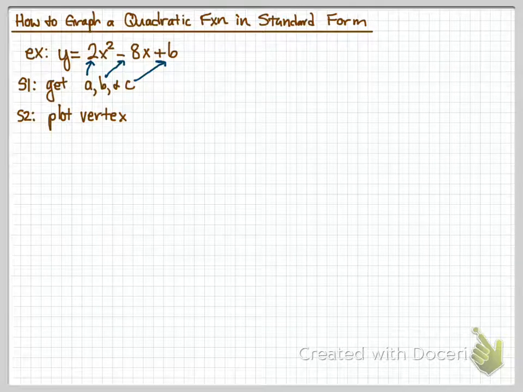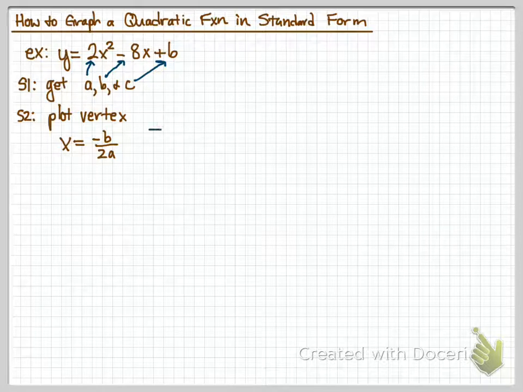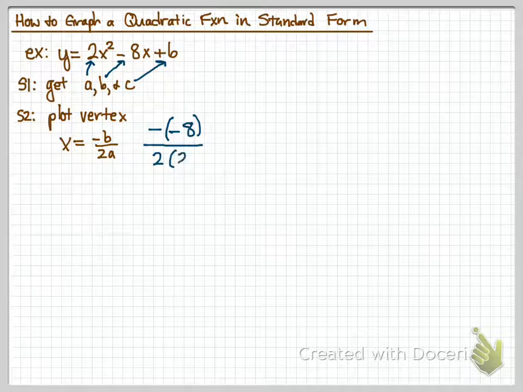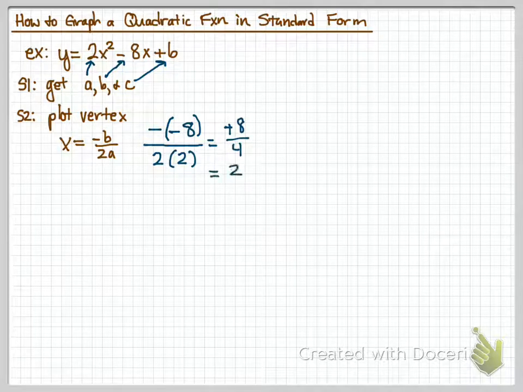We have to plot the vertex to begin, so we need x equals negative b over 2a. So we take our b, which is already negative, and tack on that negative to it. B is negative 8 in our equation, and then we divide that by 2 times 2. So that's going to be positive 8 divided by 4, which means x is just equal to 2.